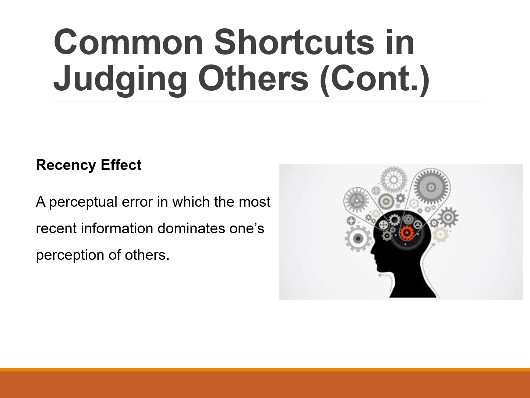And another one is the recency effect. A perceptual error in which the most recent information dominates one's perception of others. So normally the most recent information dominates one's perception of others. It is a very common shortcut that managers are using in evaluating their employees. They take decisions based on recent information. They perceive people based on very recent information.